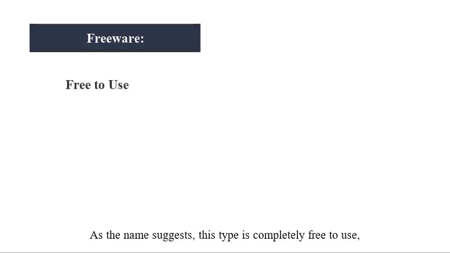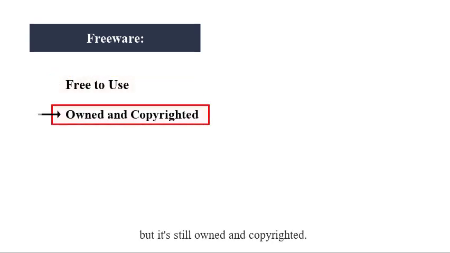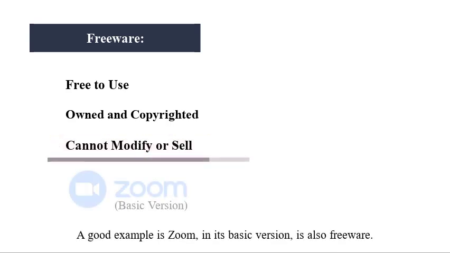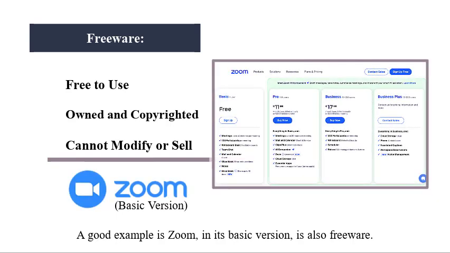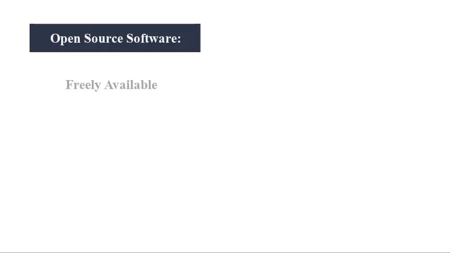Freeware. As the name suggests, this type is completely free to use, but it's still owned and copyrighted. You can use it, but you can't legally modify or sell it. A good example is Zoom in its basic version, which is also freeware. It lets users host virtual meetings and online classes, although some features are limited in the free plan. Open source software.